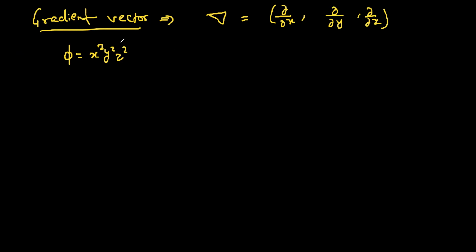Or you can say whenever a scalar function is there, you can convert it into a vector function. How? By finding the gradient. So the gradient is what?